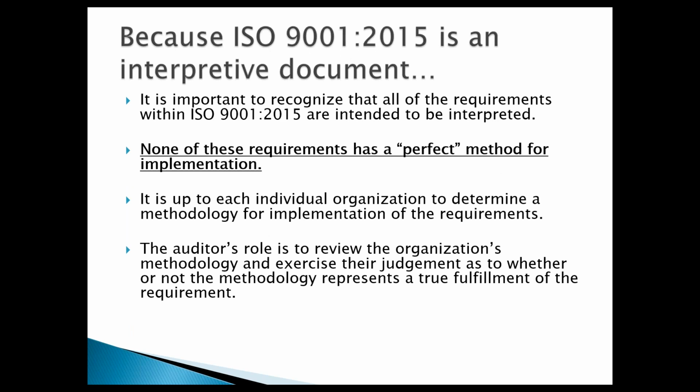So we've kind of beat this point to death that ISO 9001 is interpretive. So what does that mean? Well, in rather plain English, it's meant to be interpreted. And by way of extension, that means that none of these requirements has a perfect method for implementation. It's up to each individual organization to figure out for themselves what it means to fulfill these various requirements. And the auditor's role then is to review what the organization has implemented and exercise their judgment on whether or not what the organization has done is a true fulfillment of the requirement.